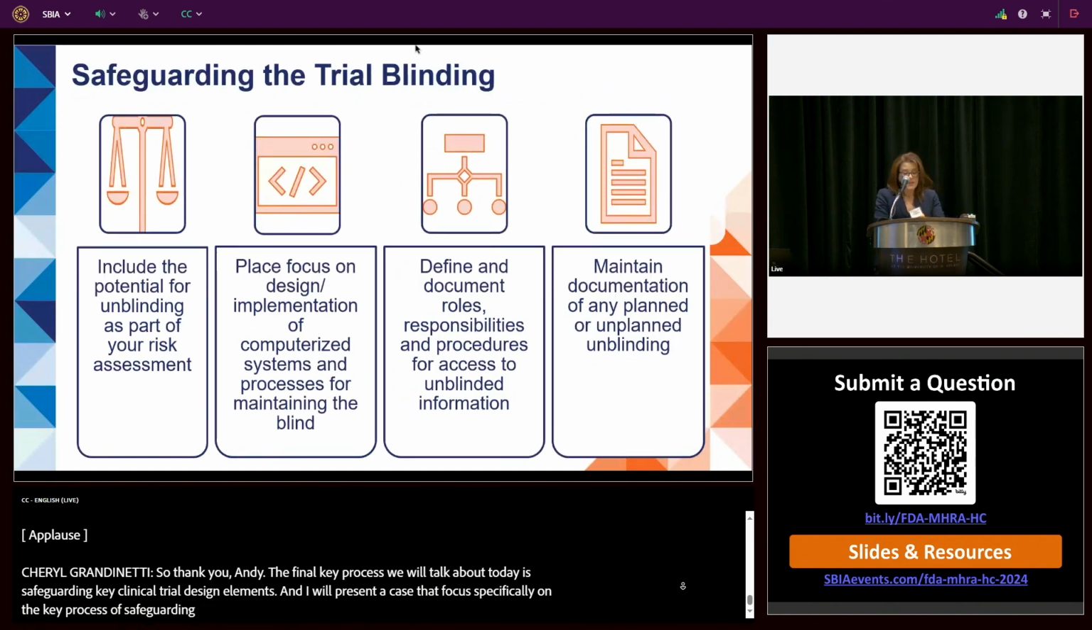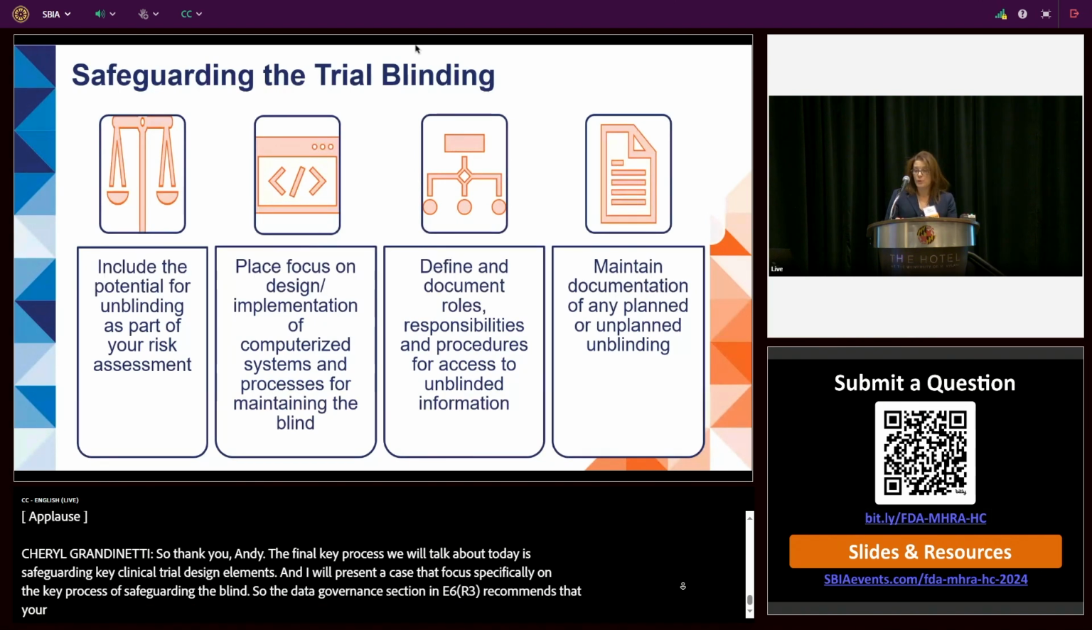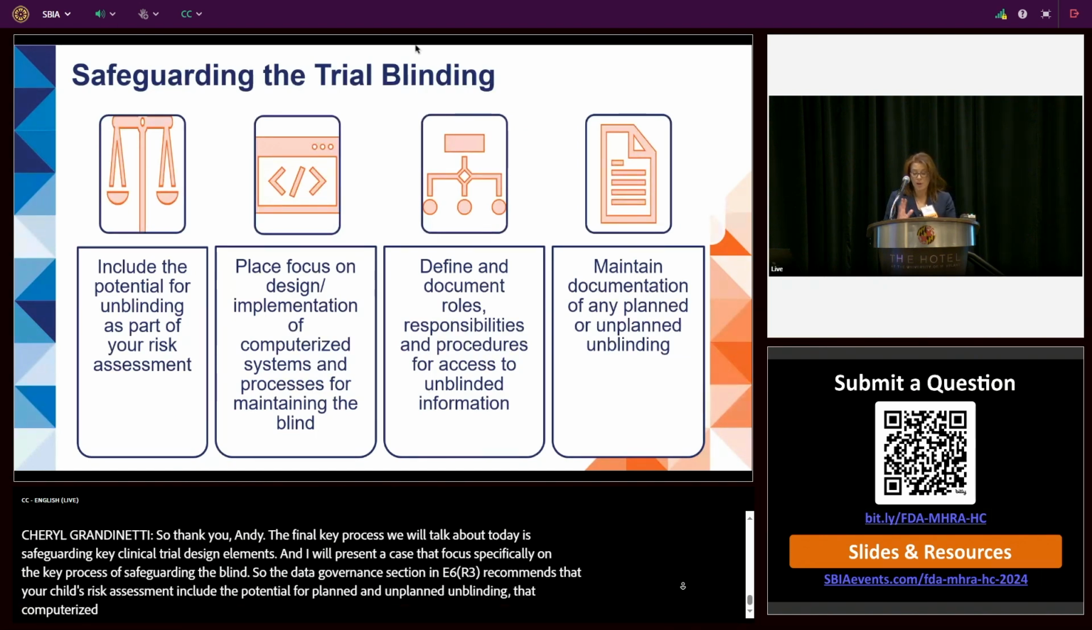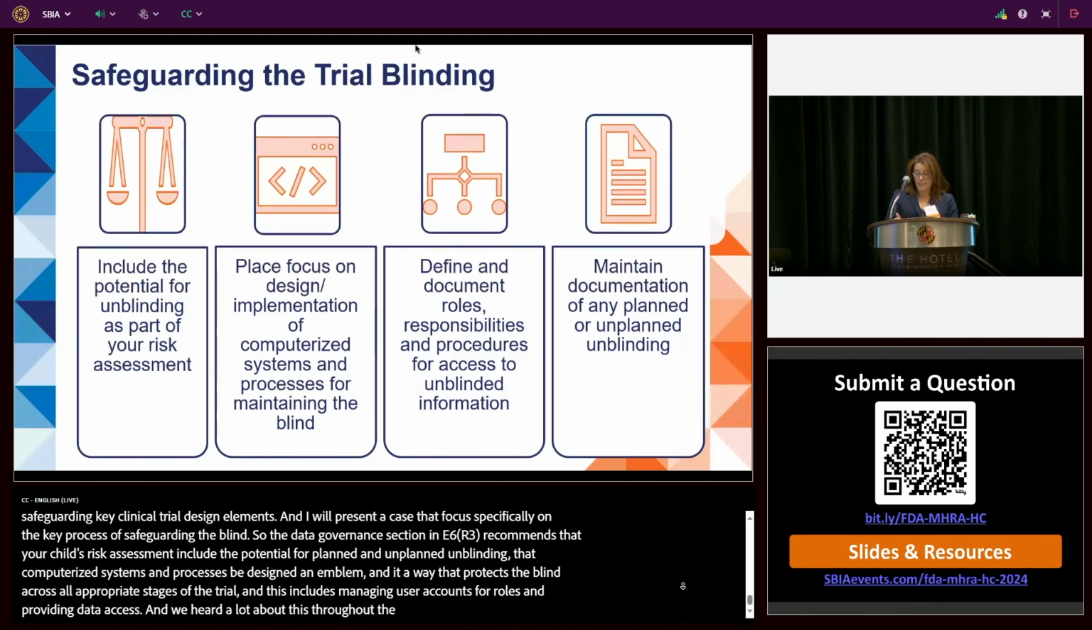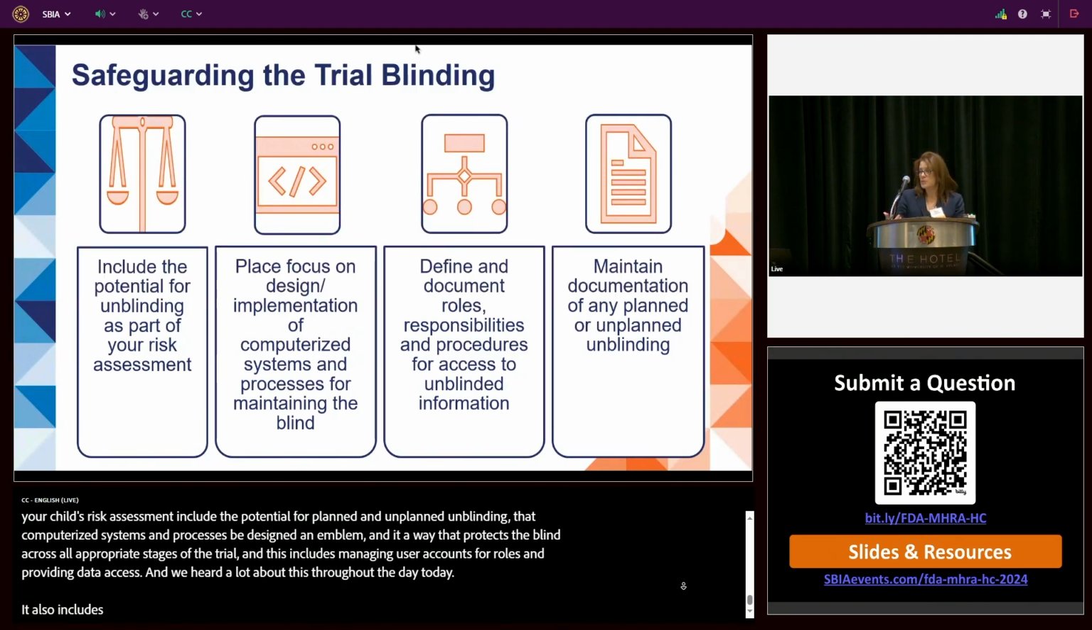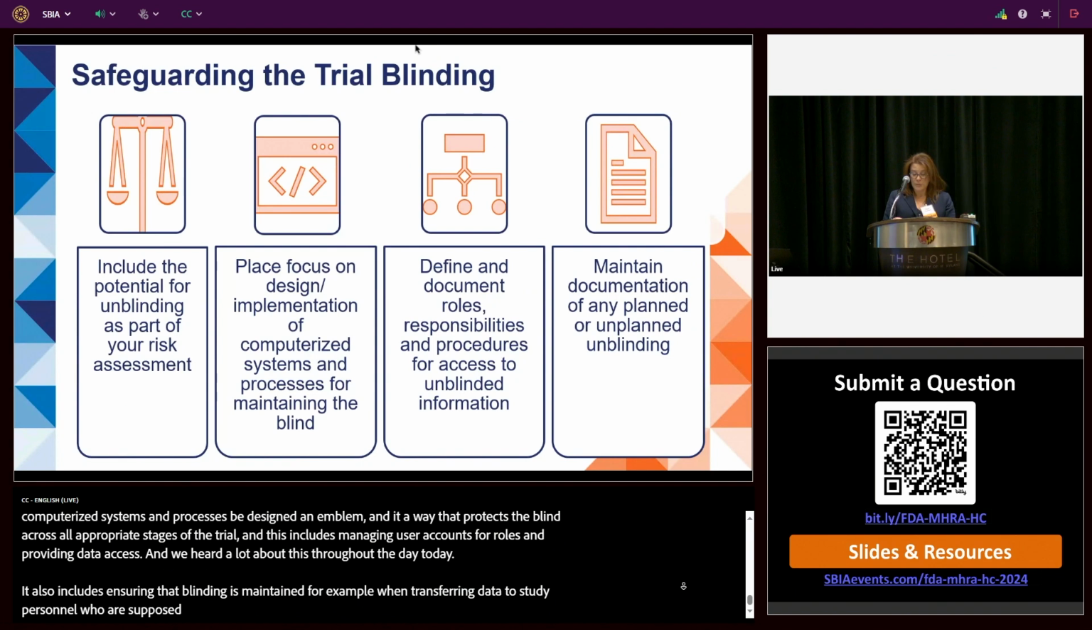So the data governance section in E6(R3) recommends that your trial's risk assessment include the potential for planned and unplanned unblinding, and that computerized systems and processes be designed and implemented in a way that protects the blind across all appropriate stages of the trial. This includes managing user accounts and roles for providing data access, and we heard a lot about this throughout the day today. It also includes ensuring that blinding is maintained, for example, when transferring data to study personnel who are supposed to be reviewing blinded data. You should define and document roles, responsibilities, and procedures for access to unblinded information.